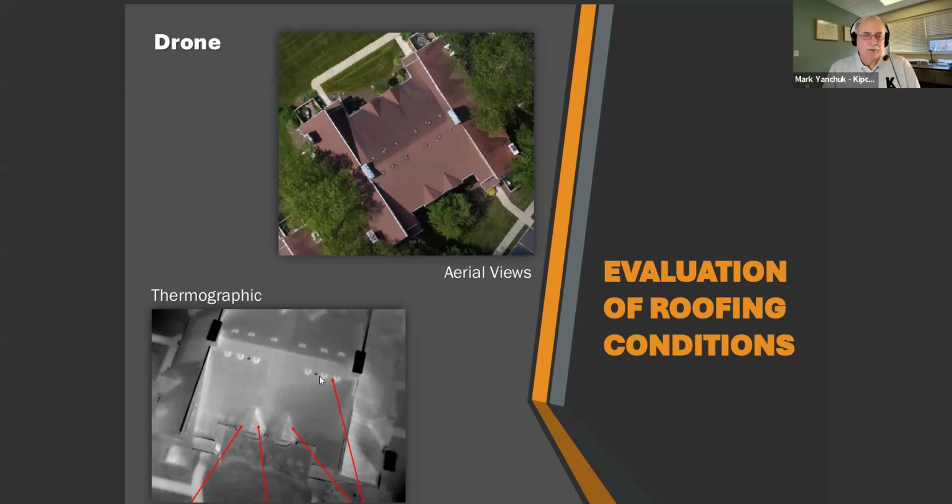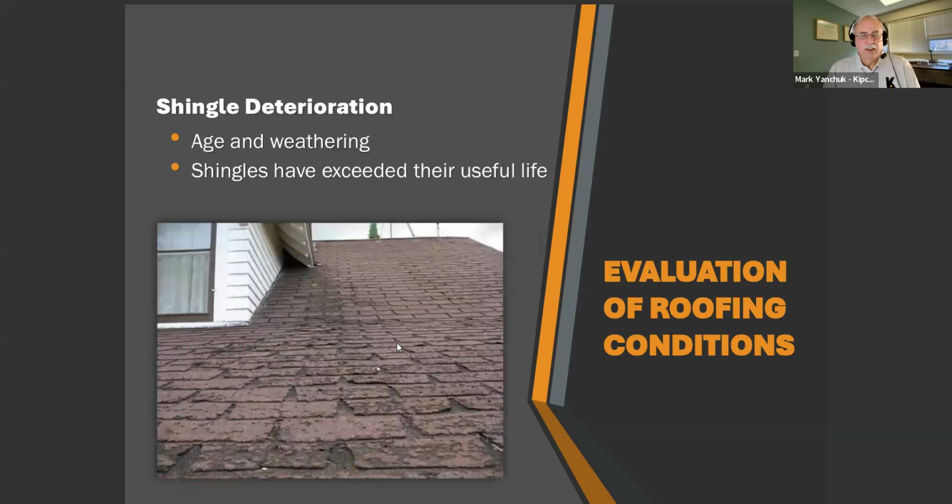On the thermographic, on the lower picture, you begin to see the dark areas. The dark areas are okay. When you see the bright areas, there may be areas of water being trapped underneath the shingles. The visual inspection, even from the ground, can detect a number of things. I'm going to go through a few examples of some visual inspections of a roof.